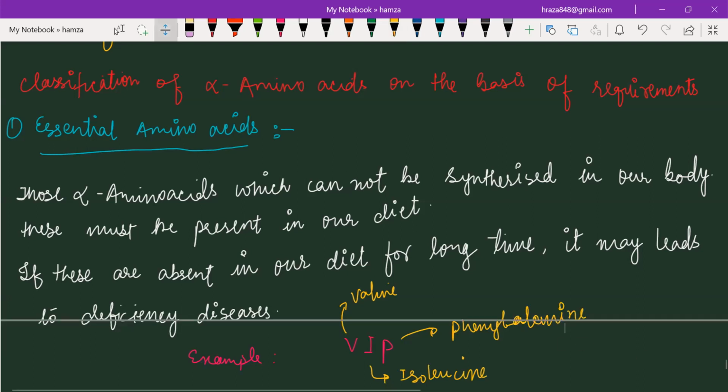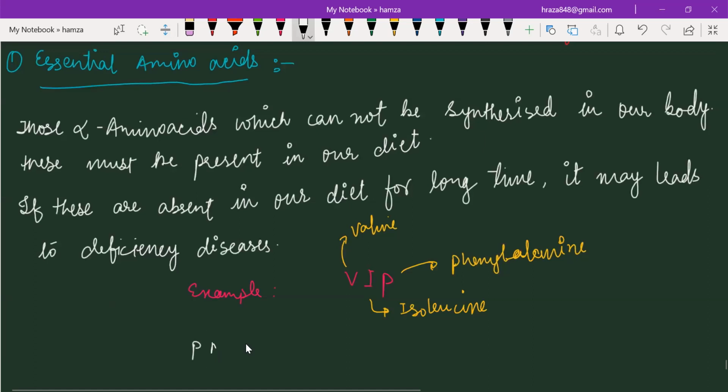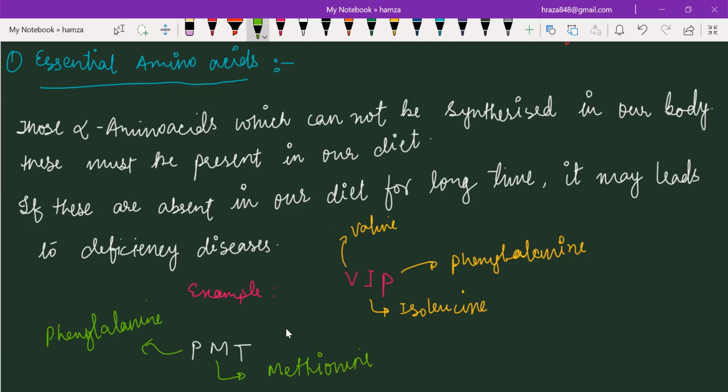Another example I can write. We can go by the name PMT. P for phenylalanine, M is for methionine, and T is for tryptophan. All examples of essential amino acids that you should remember.